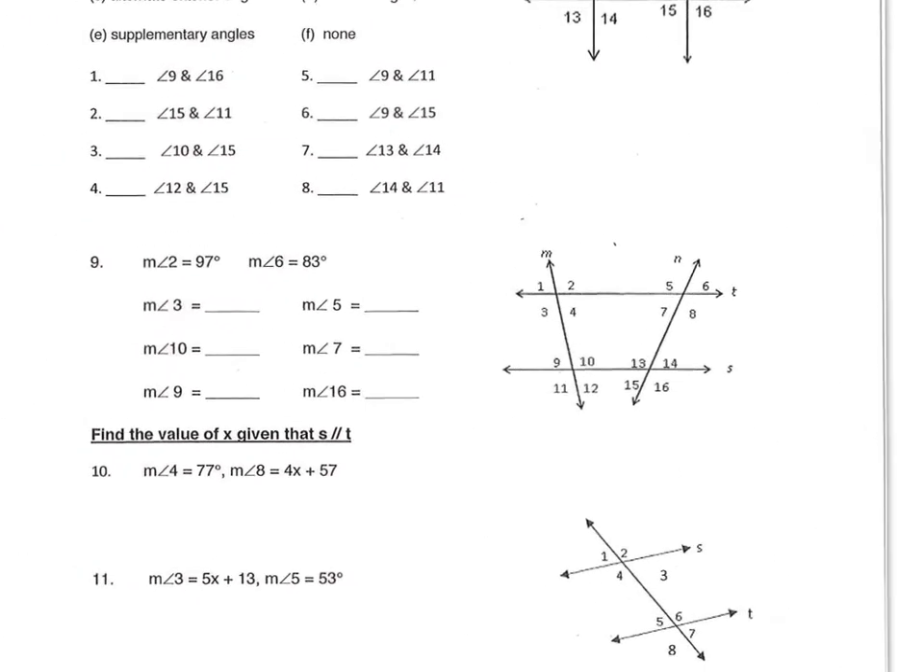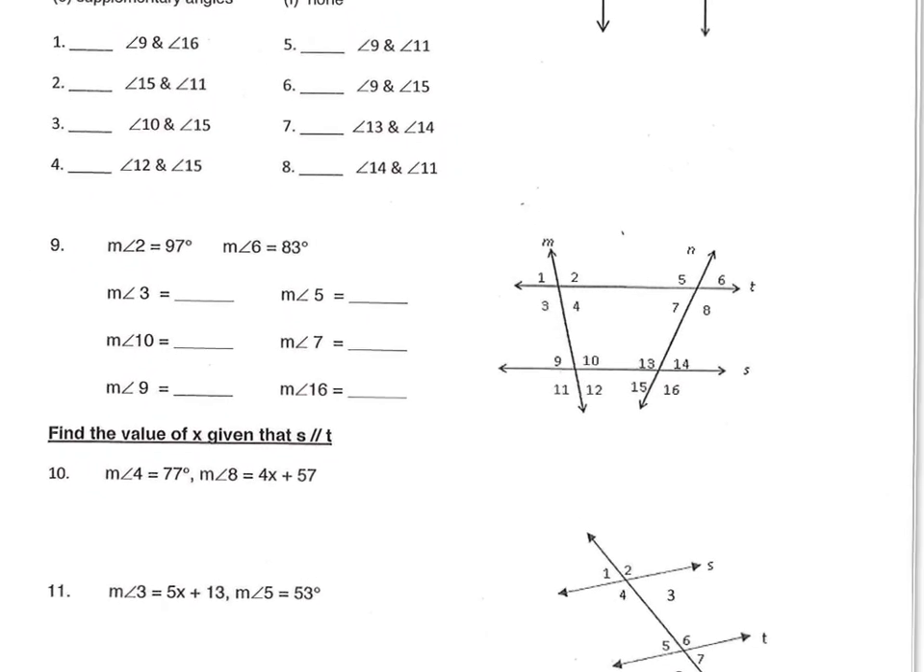All right, let me do a couple of problems for you so that we understand how to do these. So 1 through 8 you can do by using the notes that you took, but let's do number 9, all right? So number 9, I'm going to zoom in, okay? I know that angle 2 is 97 degrees. I know angle 6 is 83 degrees, so this angle is 83 degrees. Then I want to find angle 3, angle 4, angle 10, 9, 5, 7, and 16.